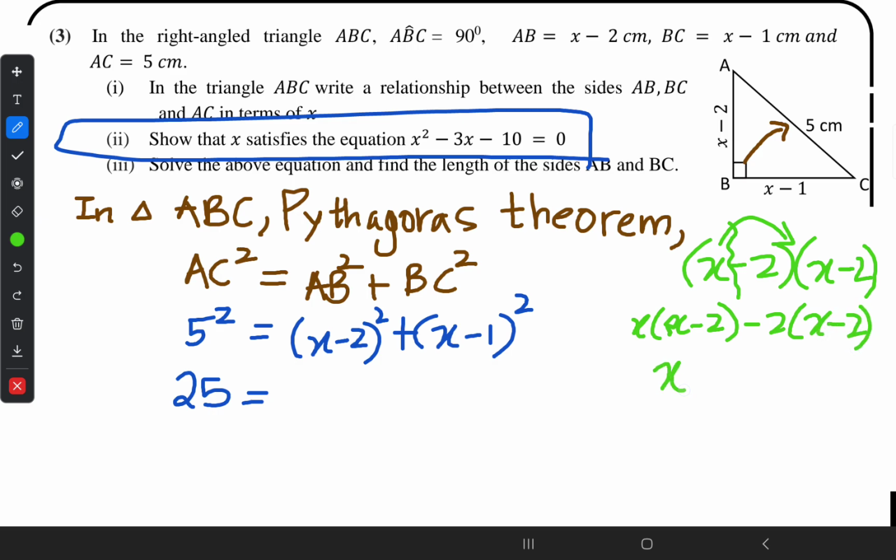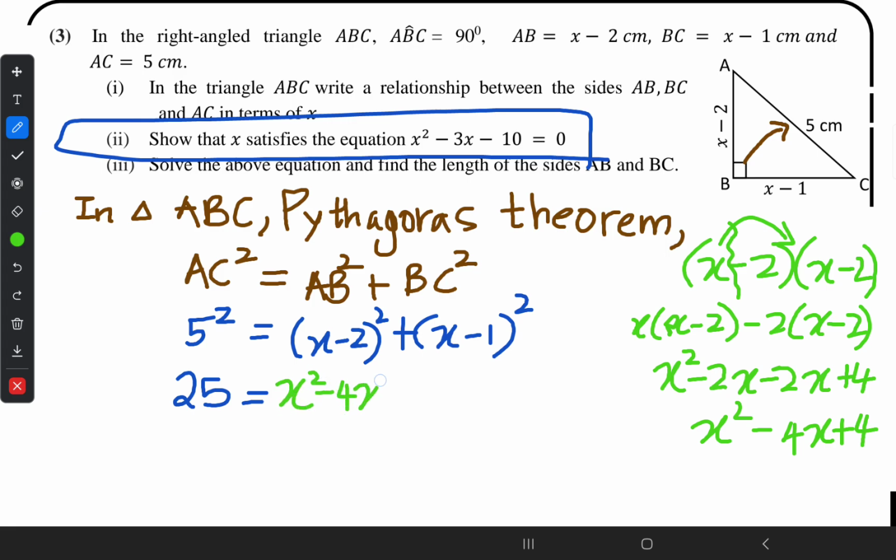X into x, x square. X into negative 2, negative 2x. Negative 2 into x, negative 2x again. Negative 2 into negative 2, that's positive 4. X square minus 2x minus 2x, that is minus 4x, plus 4. This is the expansion of x minus 2 square. So I'll write that expansion here: x square minus 4x plus 4.